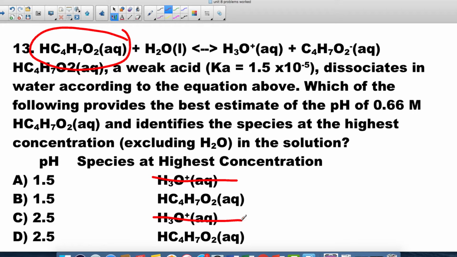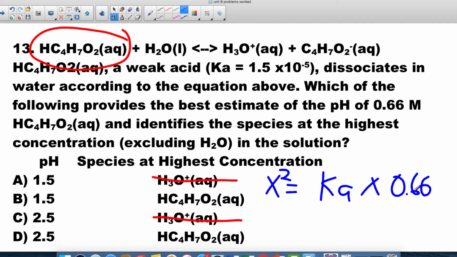If they built themselves a rice table, and if they plugged in all the numbers, they would find that x squared is equal to the Ka value times 0.66. If they were to solve for x, x would be 3 times 10 to the negative third. And this is where their understanding of the nature of logs and how logs work comes in. If the exponent is negative third, then that means the pH is going to be 2.5 and not 1.5.